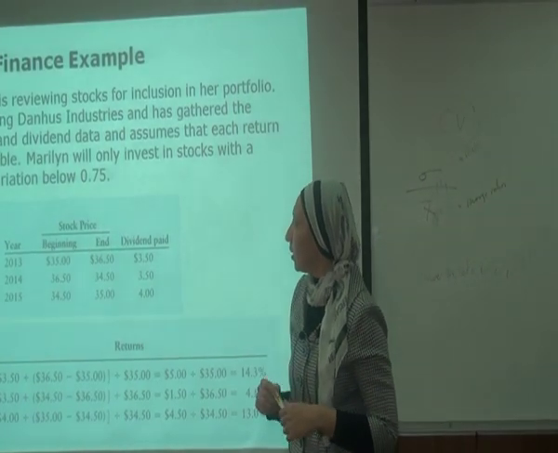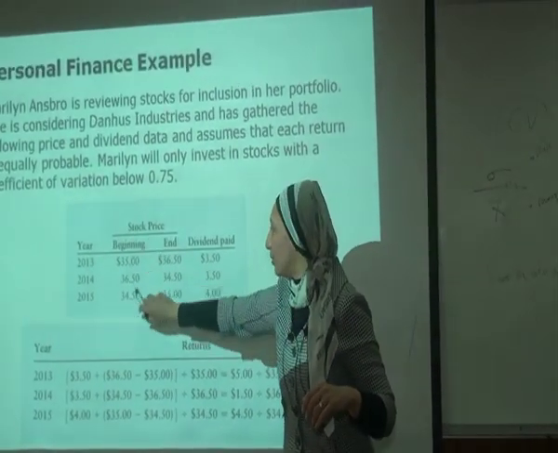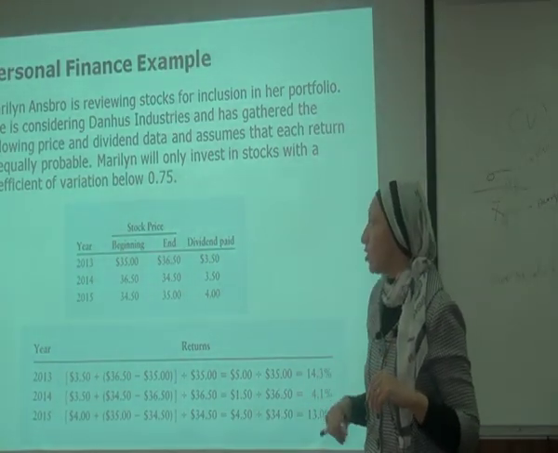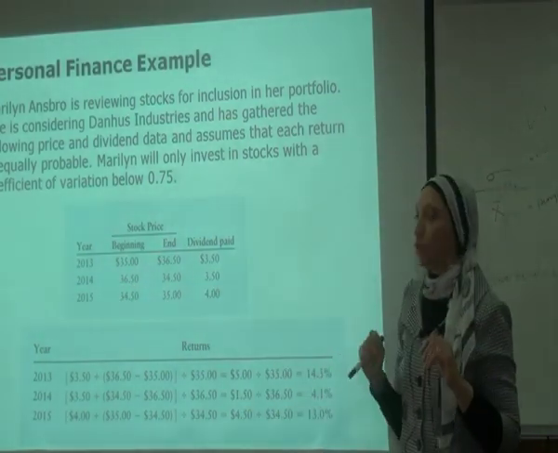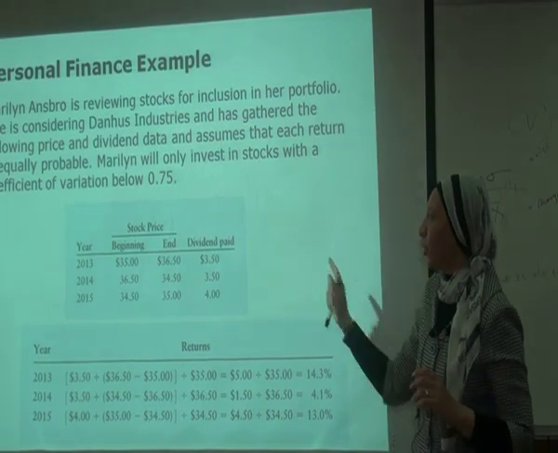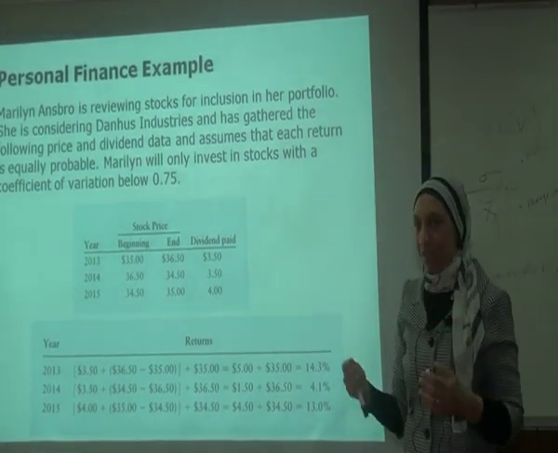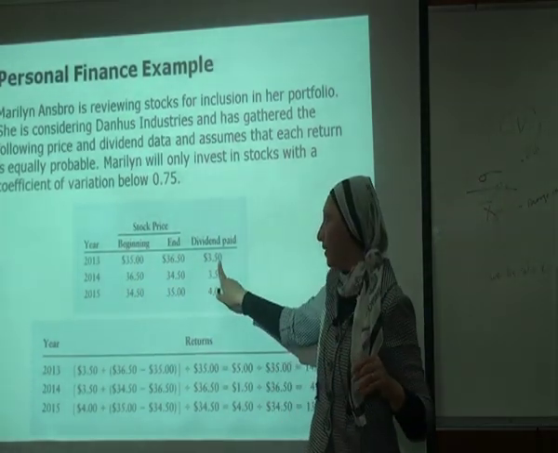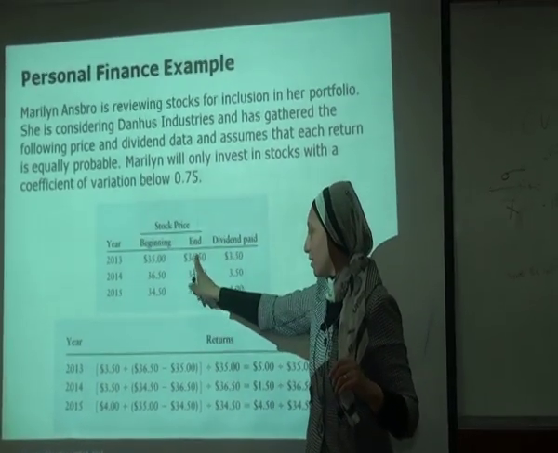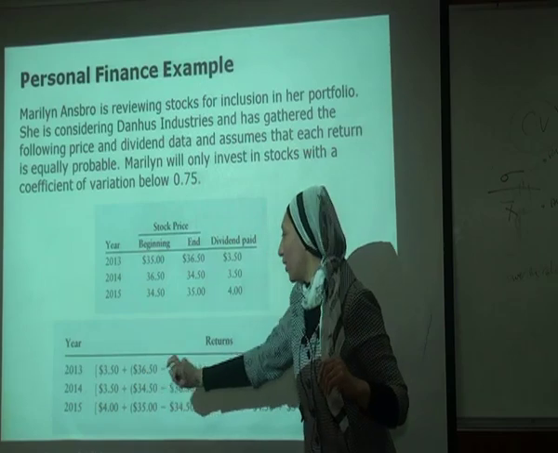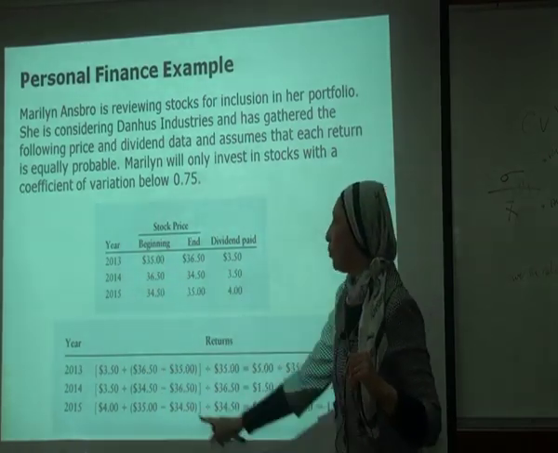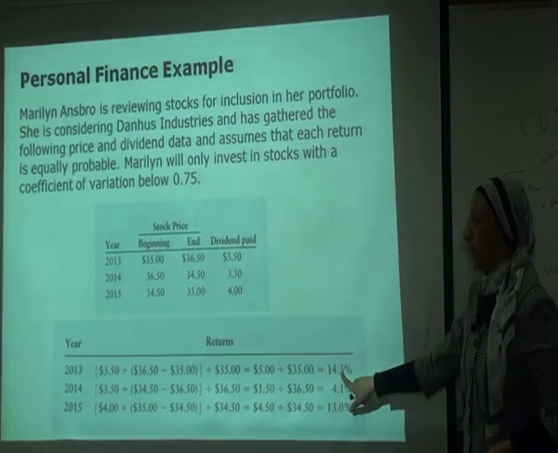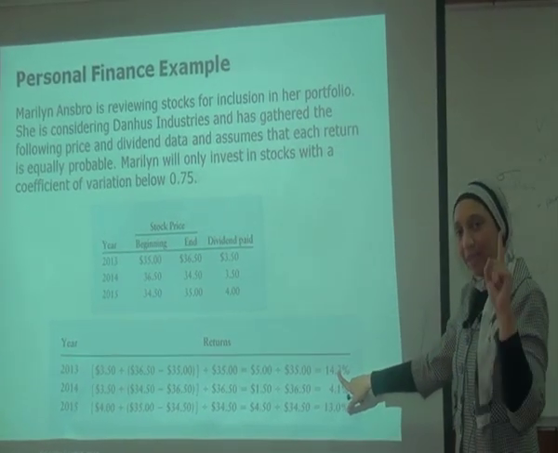Okay, you have already, this is the stock price at the beginning, the end, and the dividends paid. This is the same stock for 2013, 2014, and 2015. In order to calculate the return in each year, it's very easy. You're gonna take the ending price minus beginning price divided by beginning price. But of course, you will add dividends. So the ending price, which is 36.5, minus beginning price, which is 35, plus dividends distributed, which is 3.5, to get 14.3%. This is the return for this stock in the first year.